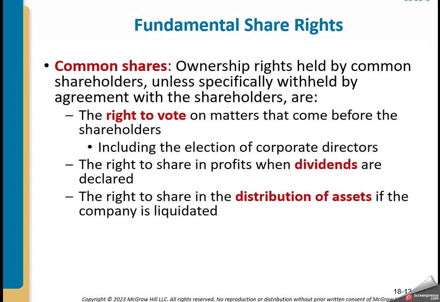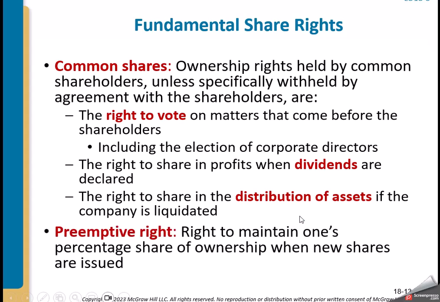So this is saying that if we have ownership already in our common stockholders, they have the right to vote on matters, just common stockholders, not preferred. They'll have the right to share in dividends if the corporation declares dividends. And then they'll have a right to the distribution of assets if the company goes out of business.